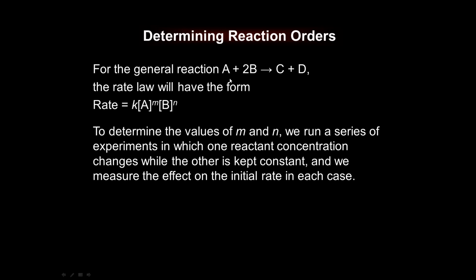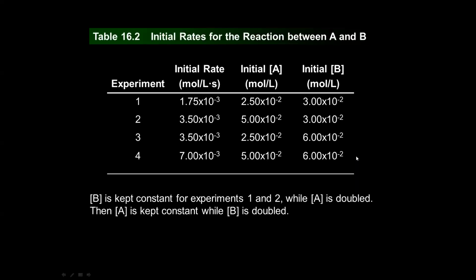For just a general chemical reaction, it could have been A plus B results in C plus D. Our rate law will have the form of the rate equal to some constant times the concentration of chemical A raised to some power times the concentration of chemical B raised to some power. And to determine the values of those two powers, that M and N, we run a series of experiments where we keep one concentration constant and another one we adjust, usually doubling or halving it, depending on which way you're looking at it, so that we can see what the effect on the rate is.